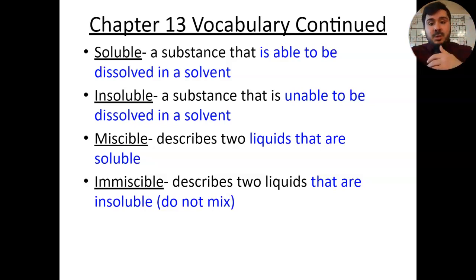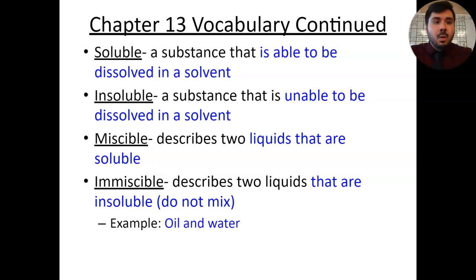Now, immiscible is a description of two liquids that do not mix or are insoluble. I'm sure you guys can think of a lot of examples of that, right? Oil and water, oil and vinegar, right? A lot of good examples right there of two liquid substances that do not mix together, that are not soluble and do not mix. That's immiscible. And again, right there, oil and water is a great example of that being the case.